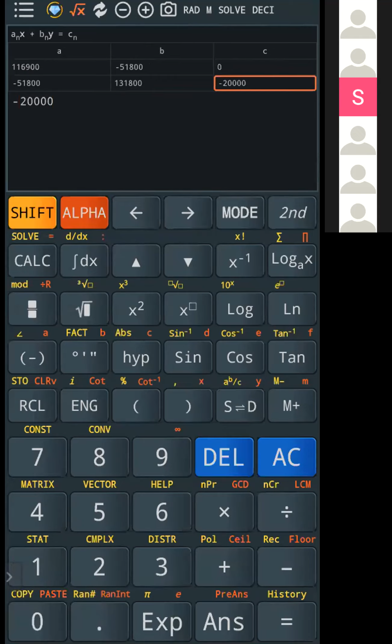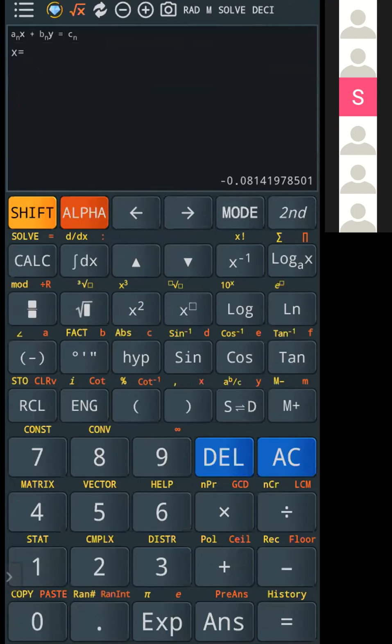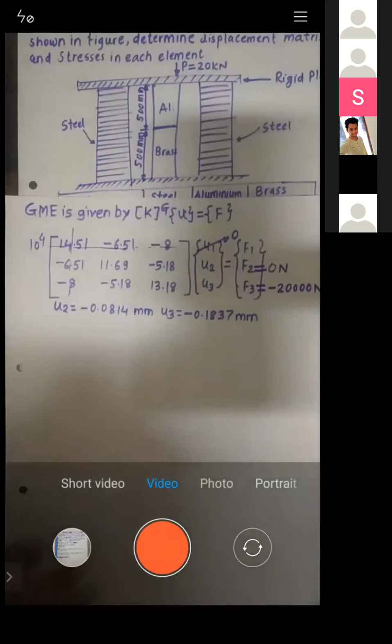So tell me, all of you, how much answer you're getting? See this. How much minus answer you're getting? 0.0814 and minus 0.1837. This is U2. This is in mm. Right? Just see the value of U3, minus 0.1837. Are you getting this value? In front of you only I saw it. Yes, sir. So you got the value of U2 and U3.